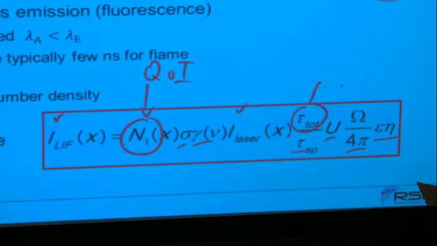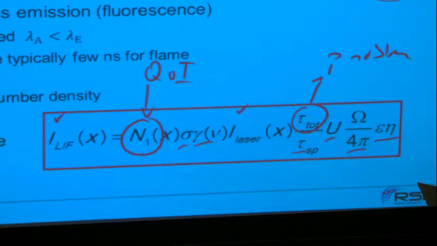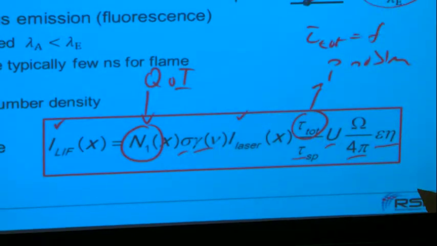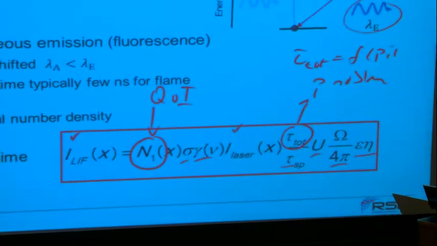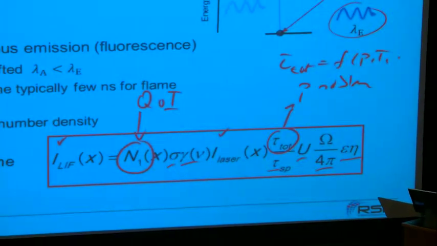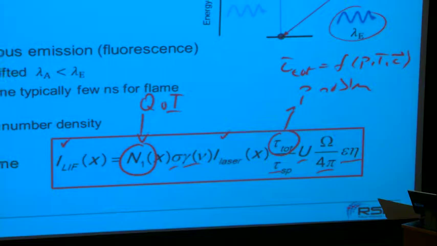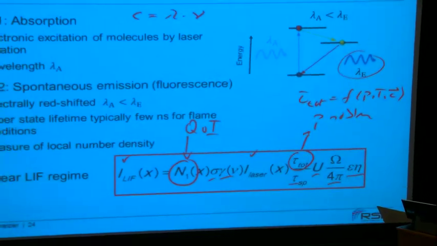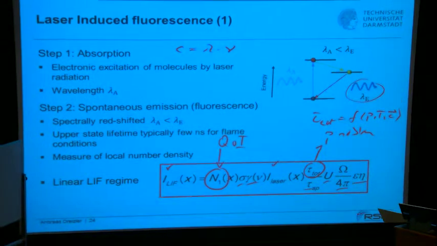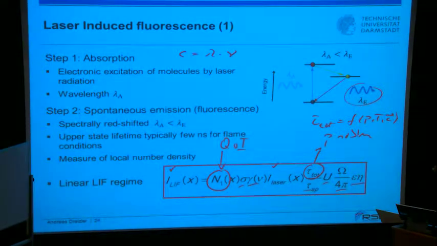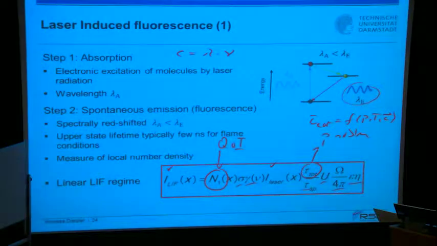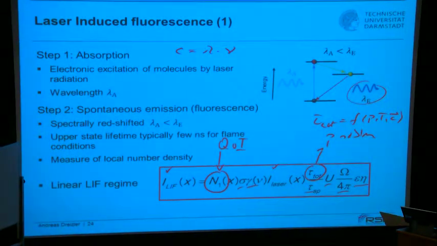But this is the problem. Because this total lifetime is a function of pressure. Maybe you know that. The temperature, that is something you want to deduce. And it is dependent on the species that collide with the excited molecule. This is called electronic quenching, a process where you have the excited molecule and surrounding molecules collide, and by the collision they take away the excitation energy such that the molecule cannot fluoresce anymore. And so this is a very difficult quantity to determine.